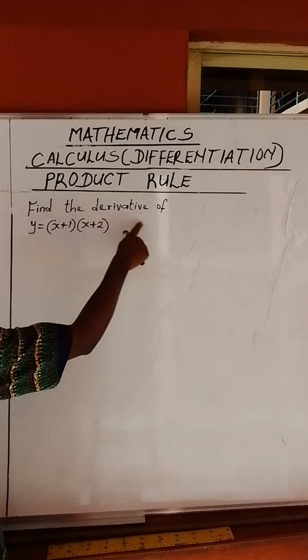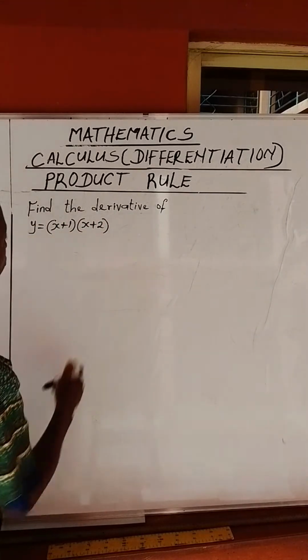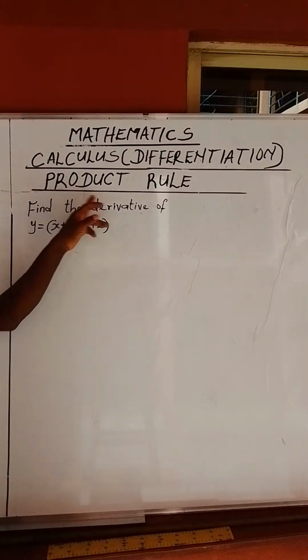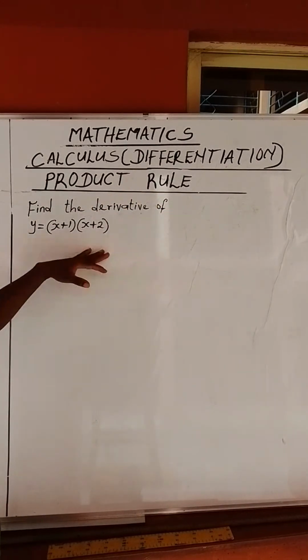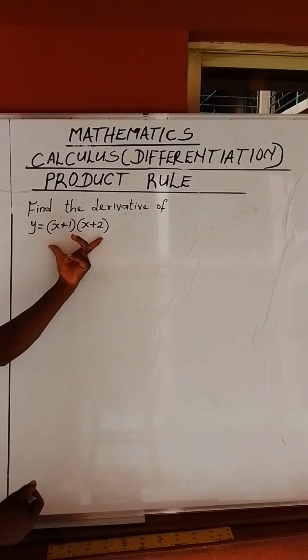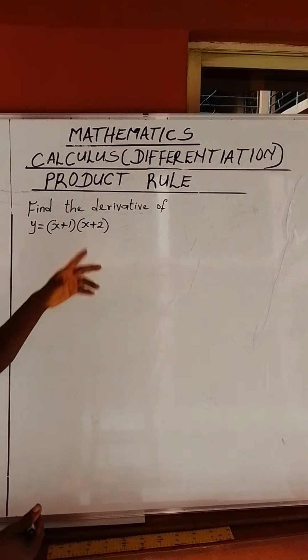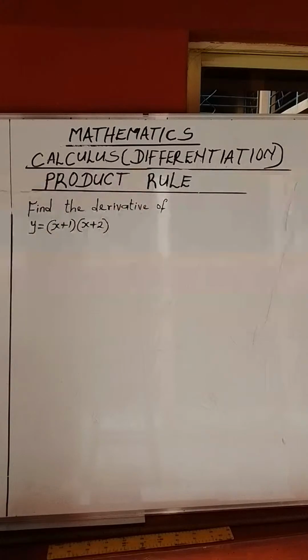We are to find the derivative of y equals (x + 1)(x + 2). We are using what we call the product rule. The product rule is a rule where you differentiate one and hold the other. Then we differentiate the other and hold the first one. So that is what we have today. That is the product rule.